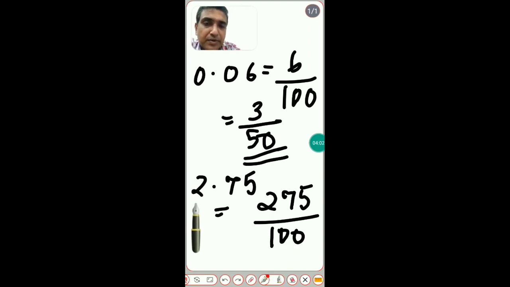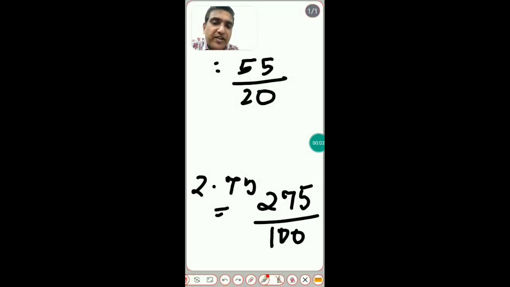But while you write the number, you have to take this number all together. That is 275 without considering the decimal point. So 275 is our number, and we have to consider 2 decimal places here. That is, after the decimal point, 2 places. That's why we wrote here 100. 275 by 100. You can simplify it. Okay.